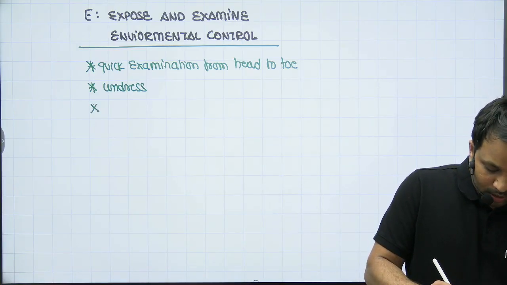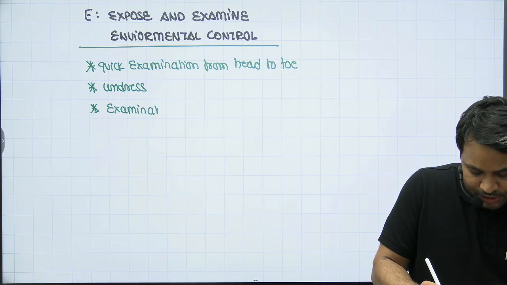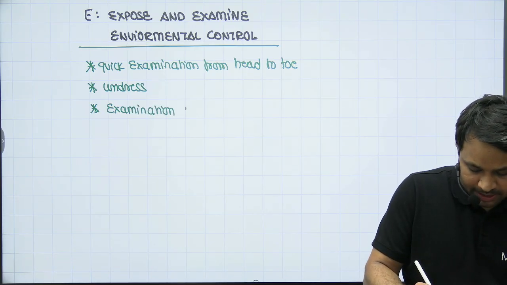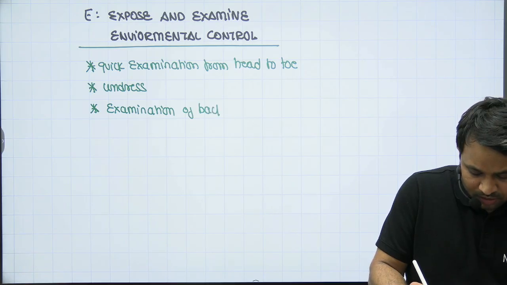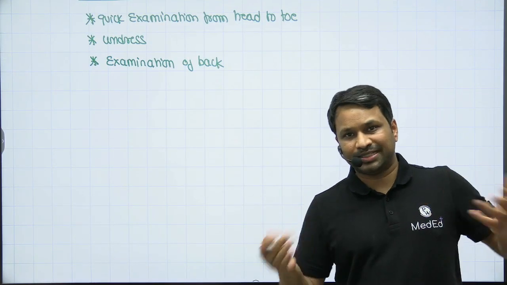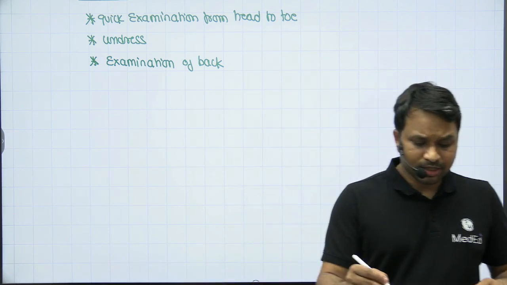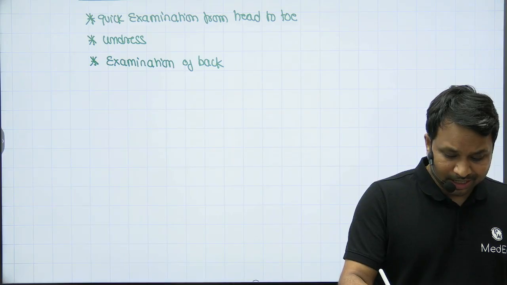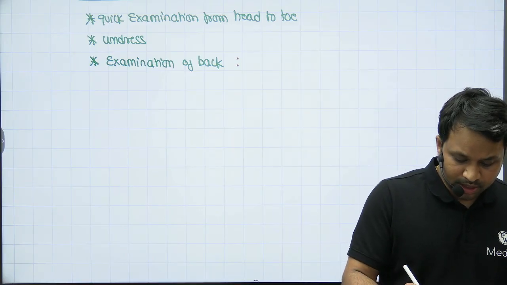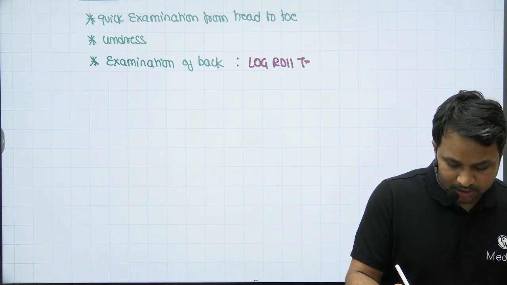And the most important is the examination of the back. Now, when a patient is lying down supine in a patient of polytrauma, examination of the back holds very, very high importance, right? Now, you cannot simply examine the back because the patient has multiple fractures or multiple injuries. So you have to take care of that and then continue to examine. In order to do this, you have a technique which is called the log roll technique.